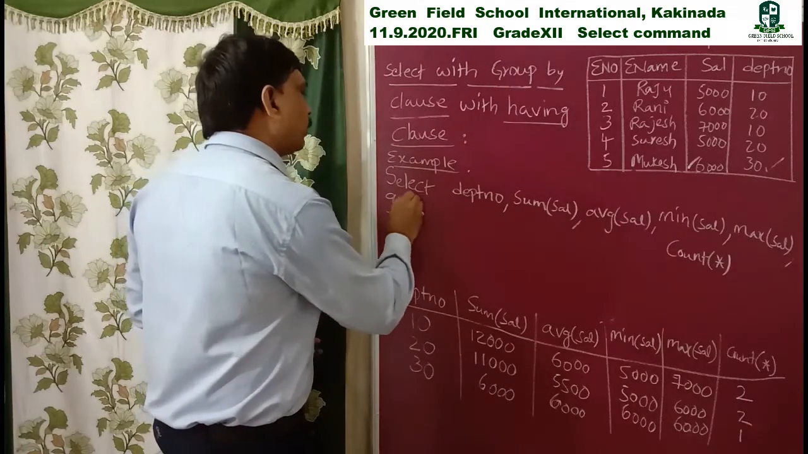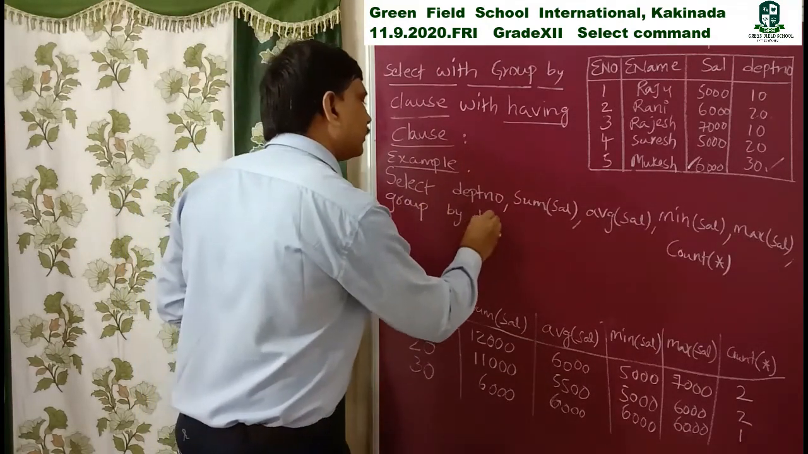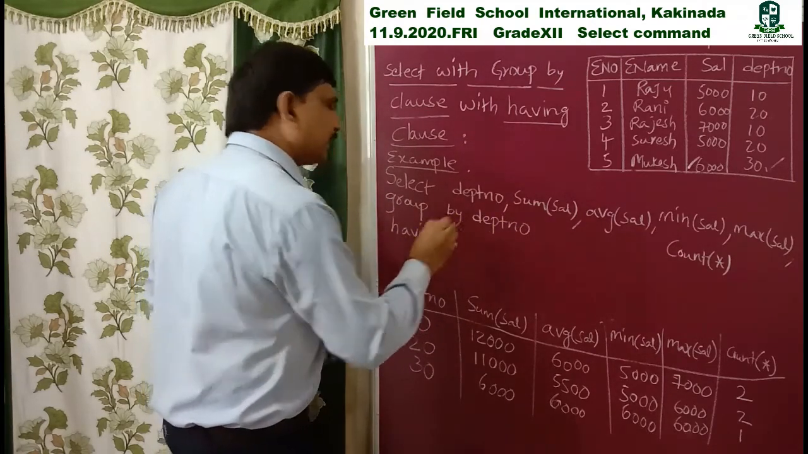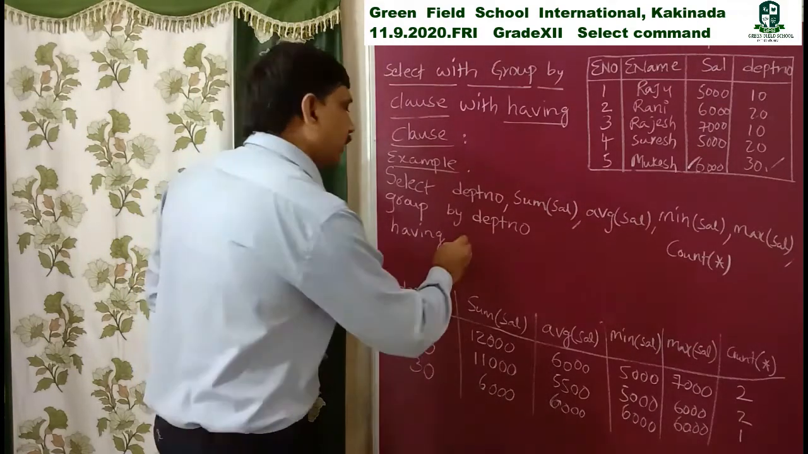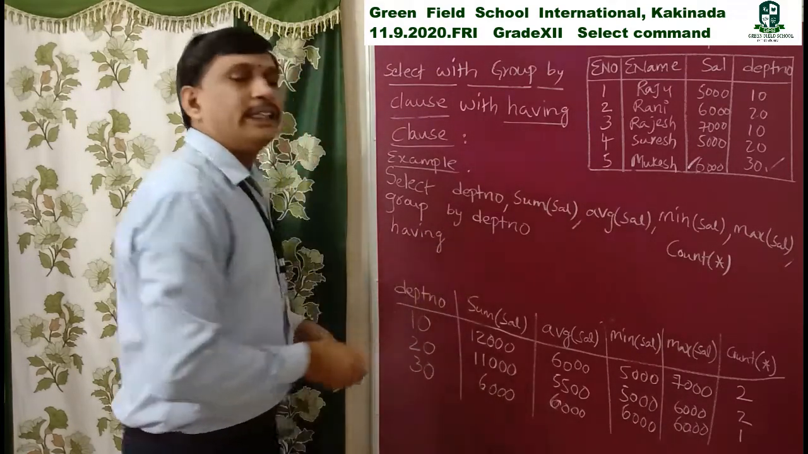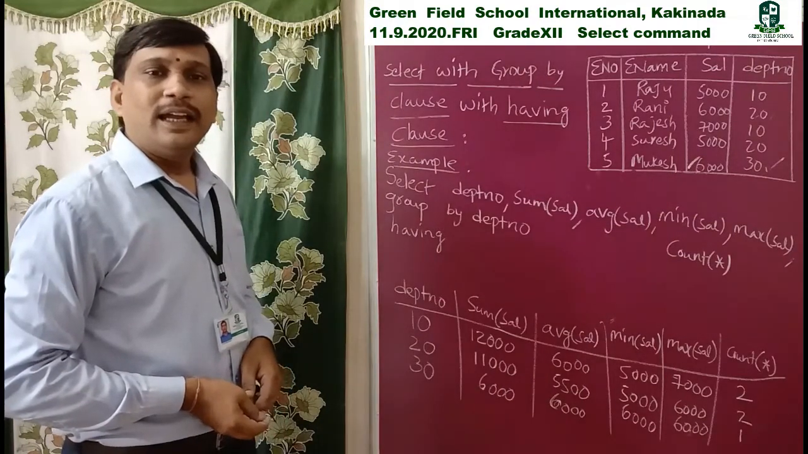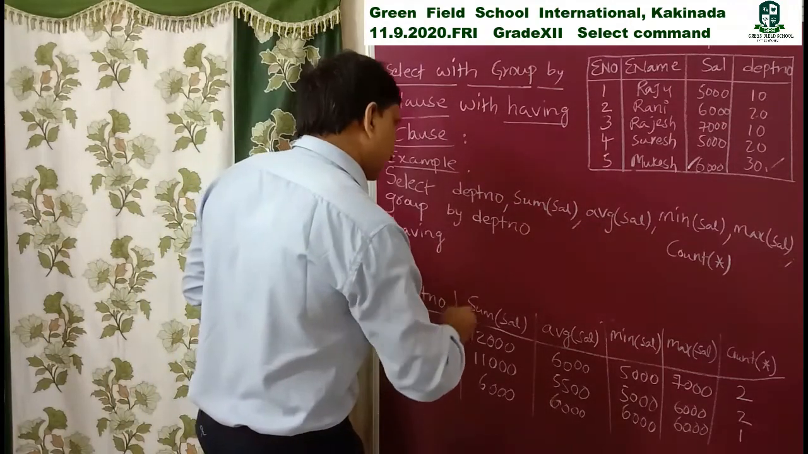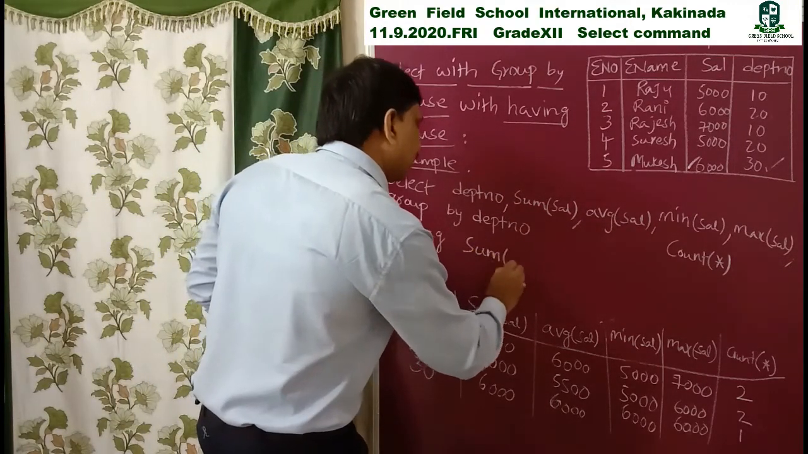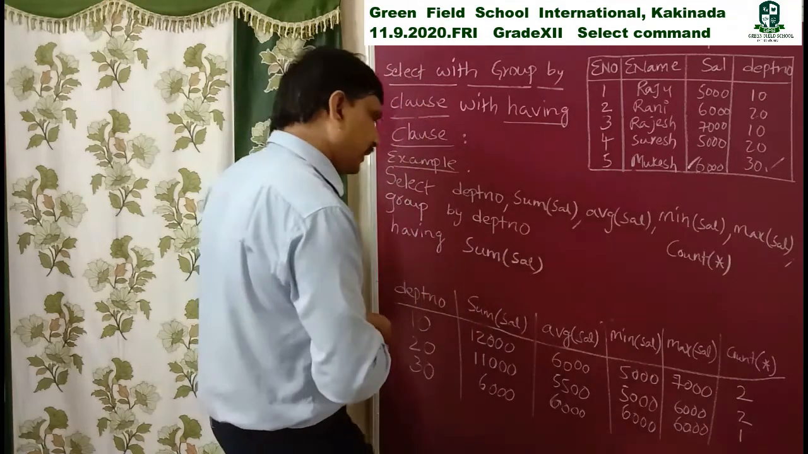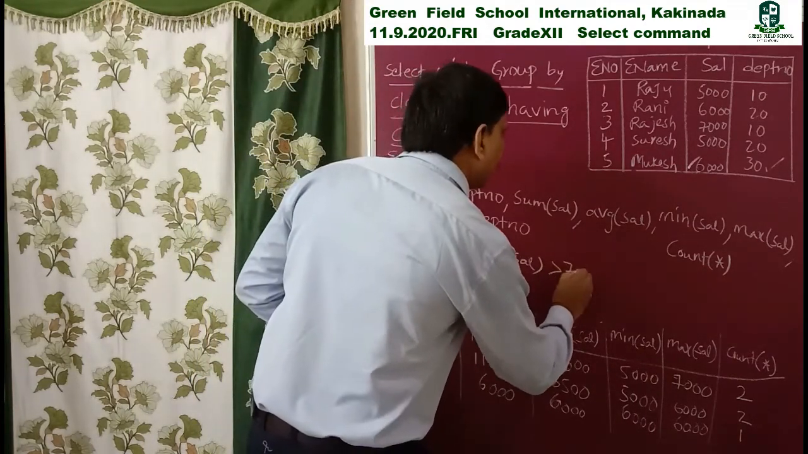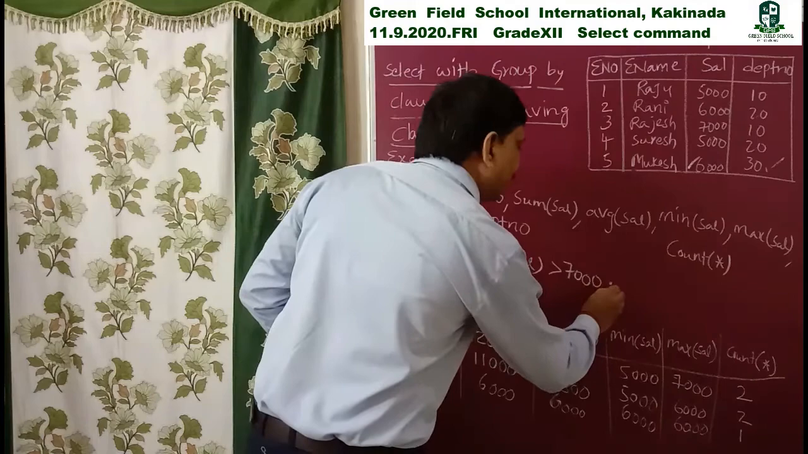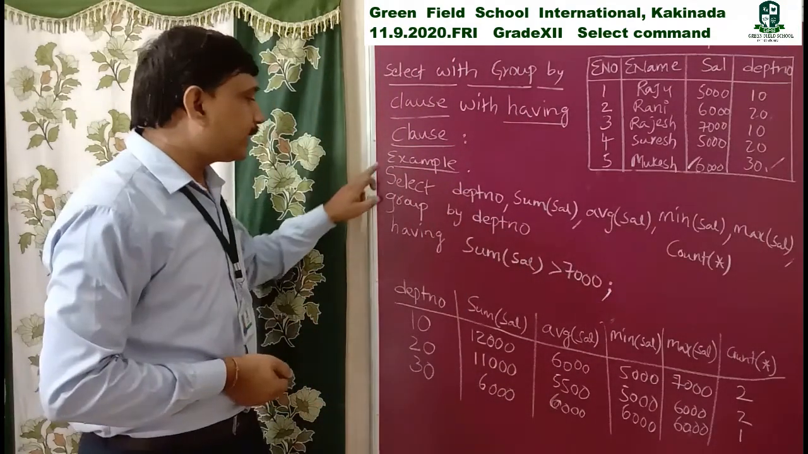Here I write GROUP BY department number, HAVING clause, having some condition. Here I write the condition: sum of sal is greater than 7,000. This is my example. See, observe this example.